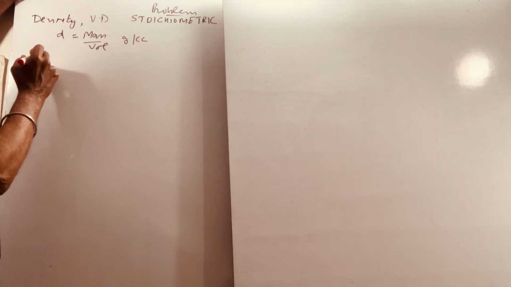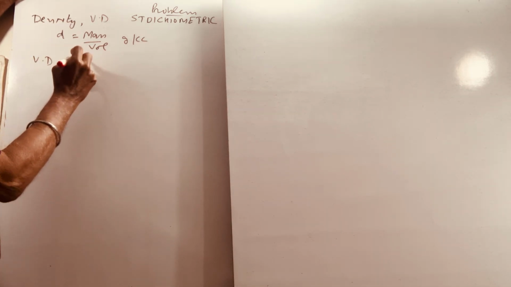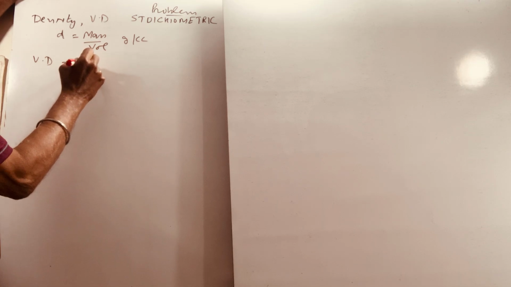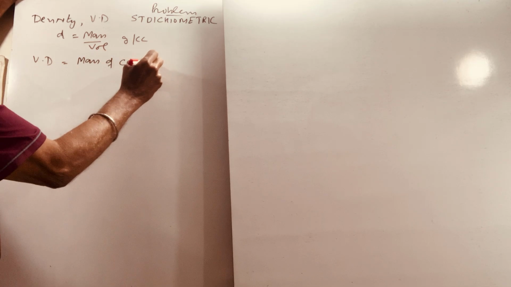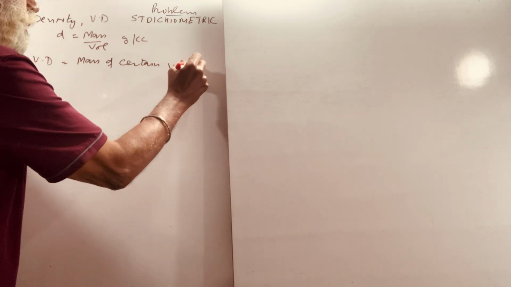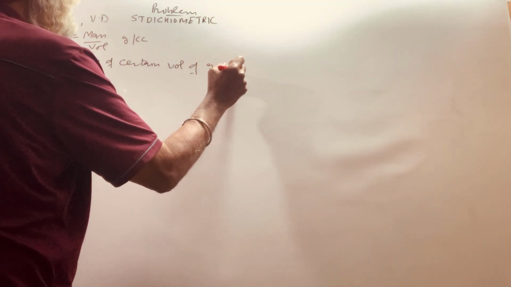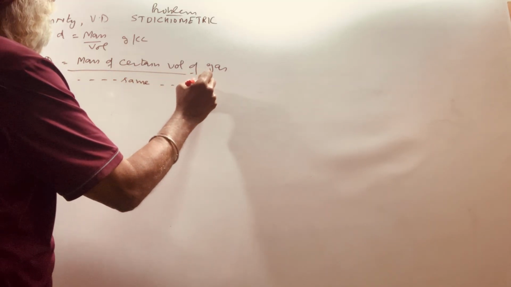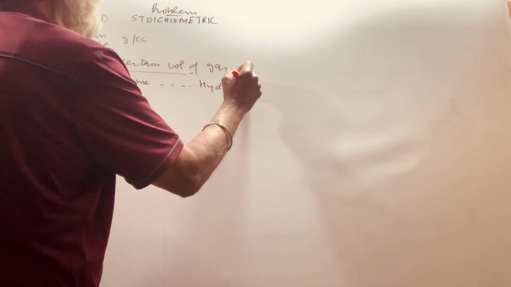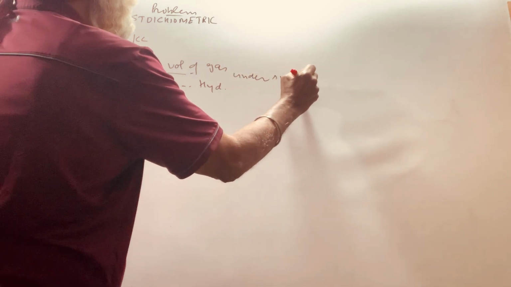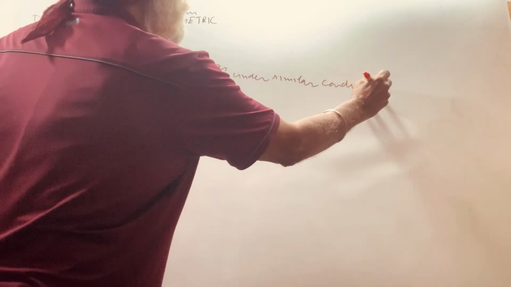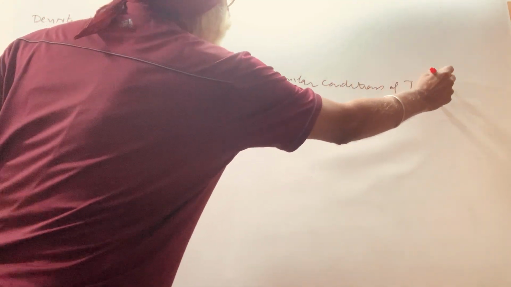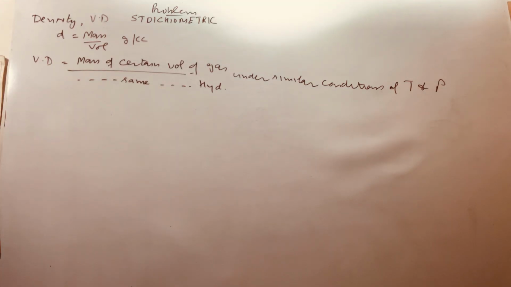What is vapor density? Vapor density is defined as the ratio between the mass of a certain volume of gas over the mass of the same volume of hydrogen under similar condition of temperature and pressure. This is the ratio between the two.